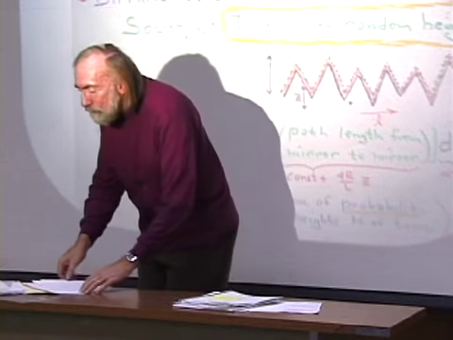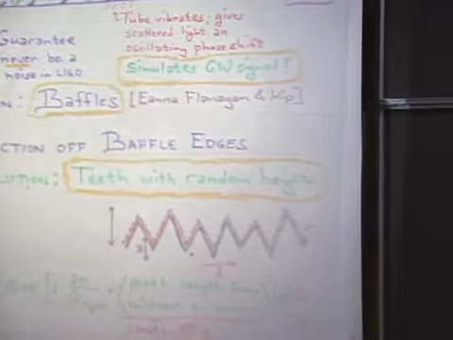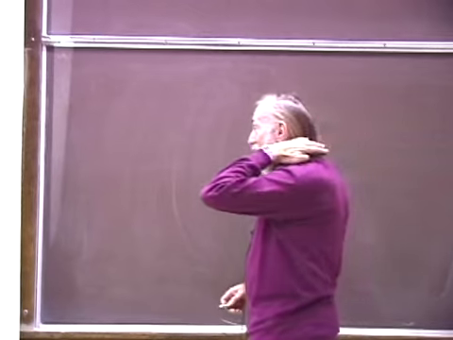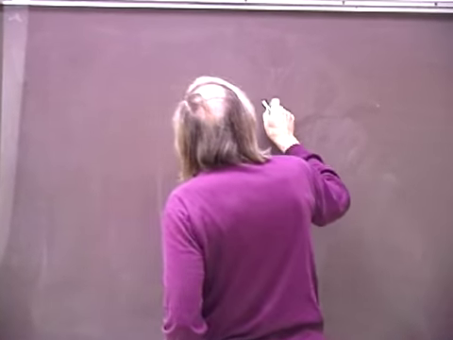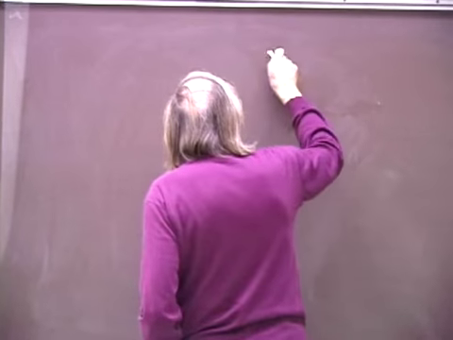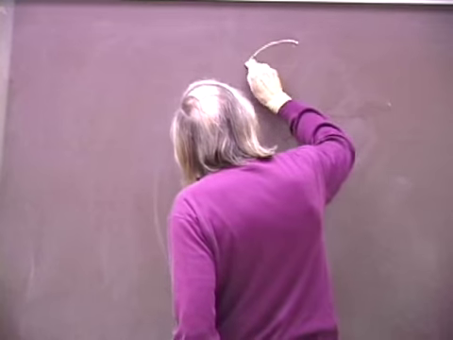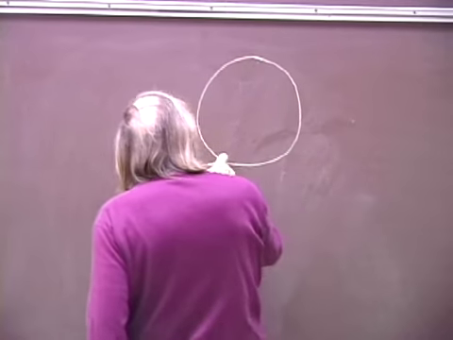Okay. So let me explain things on the blackboard then. So I want to look particularly at the issue of the scattering off of the baffles. Now suppose that, let me draw the beam tube in cross section. Let's suppose this is the top of the baffles.